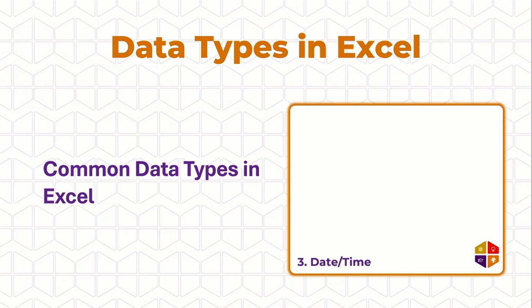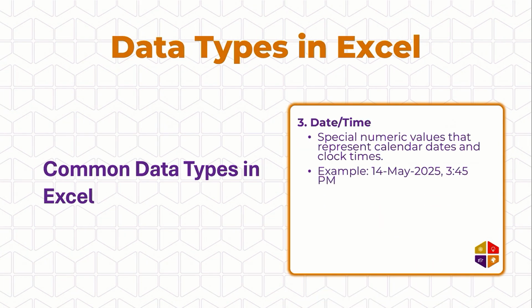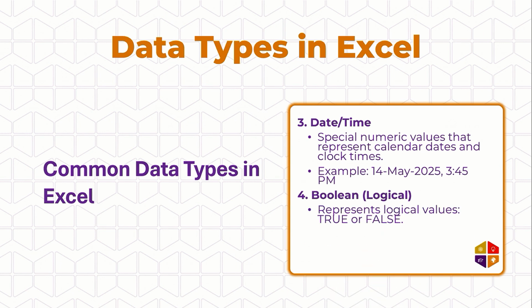Let's also look at the date and time data types, right? Which are specific numerical values that represent calendar dates and clock times. For example, 14th May 2025, 3:45 p.m. Right? We also have the Boolean or logical data types, which help us to evaluate if a particular expression is either true or false in Excel.